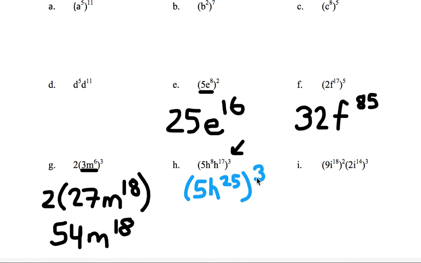And then we're going to do to the third power. So 5 times 5 times 5 is 125, and 25 times 3 is 75.